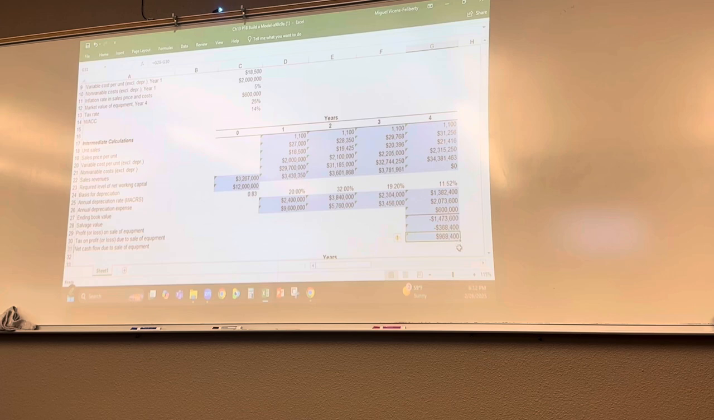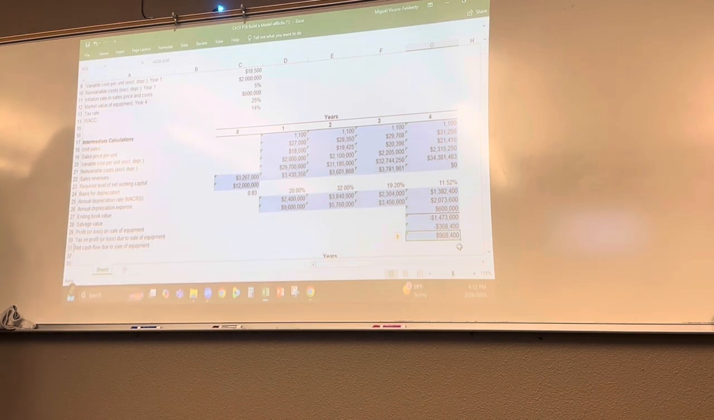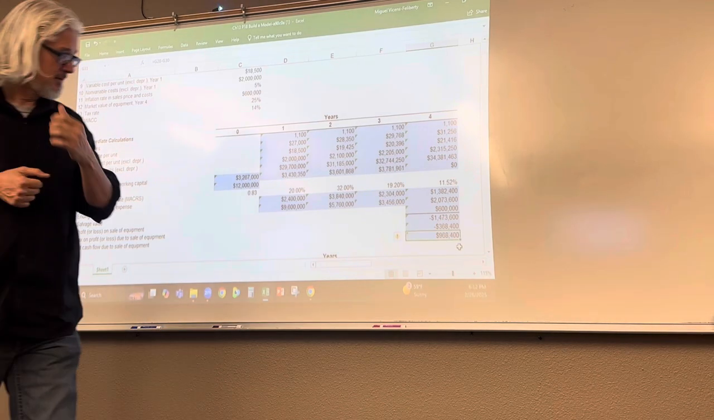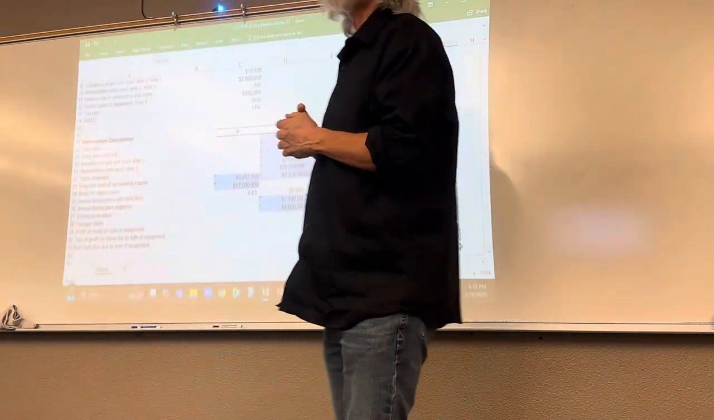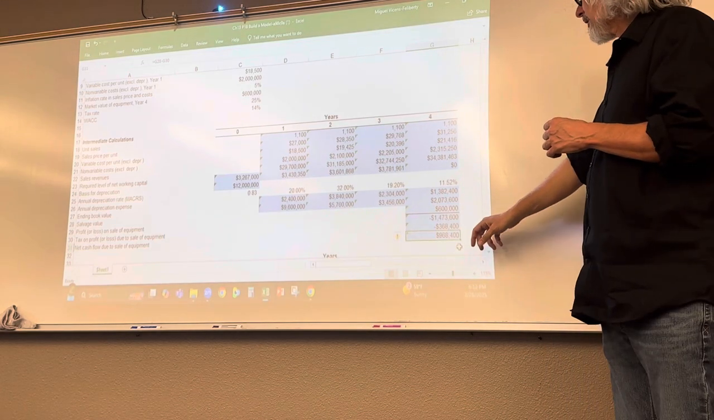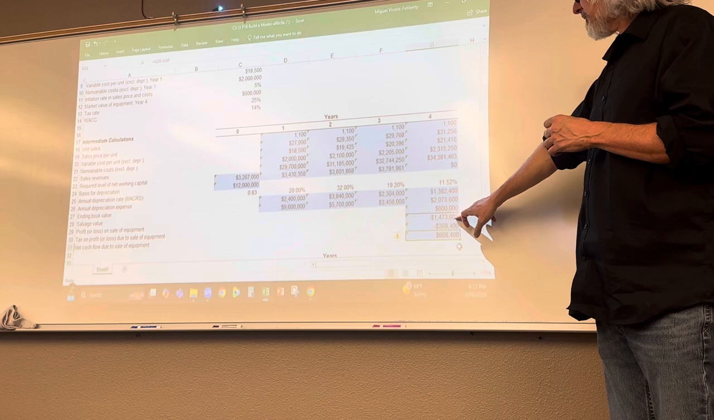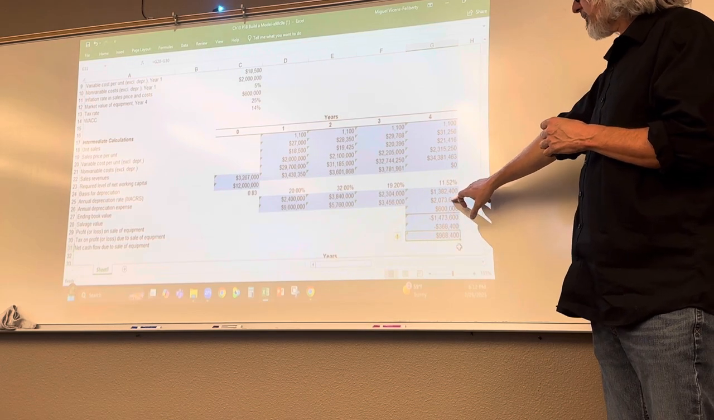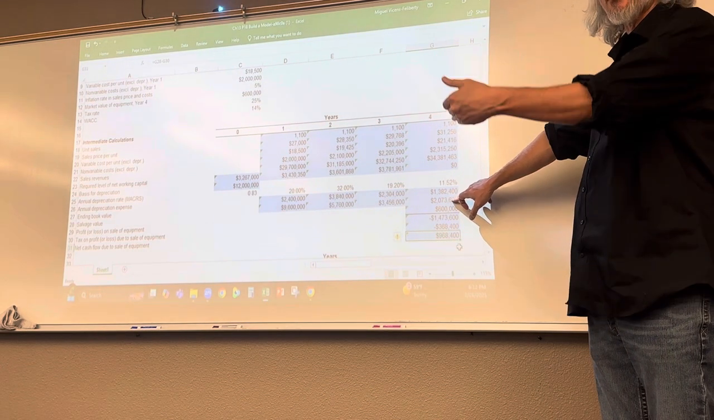So in my example, it's 968,400. That's the cash flow for my sale of equipment in year 4. Does that make sense? Yeah, I know, it's kind of confusing. It's the profit or loss, the book value minus these. To calculate this was 600,000 minus 2.0736. So that's the loss, right?